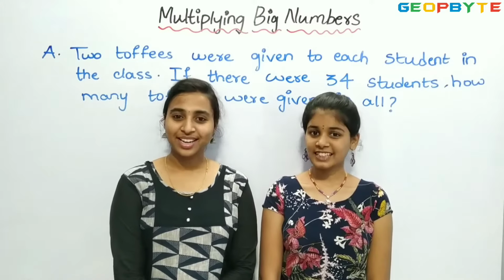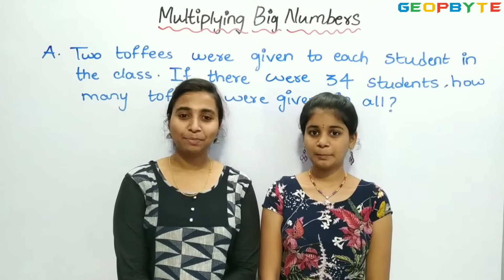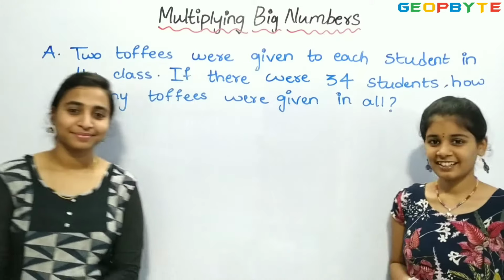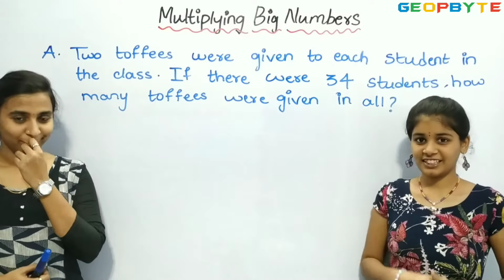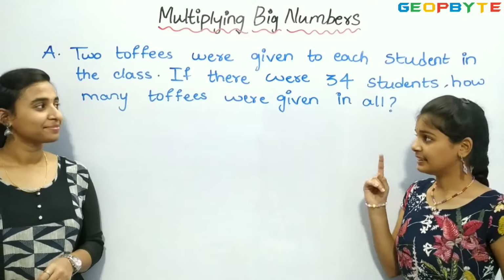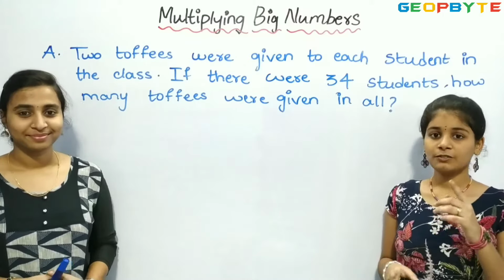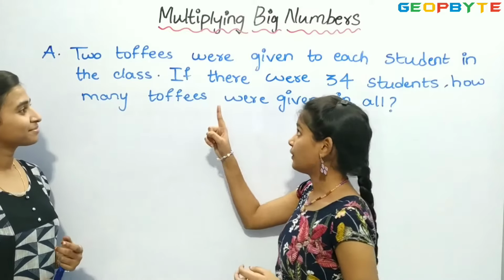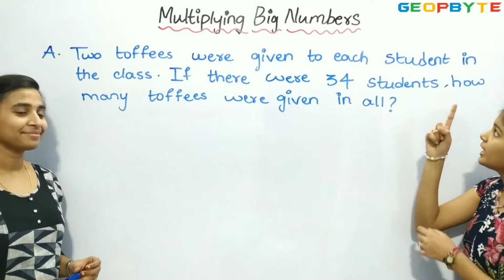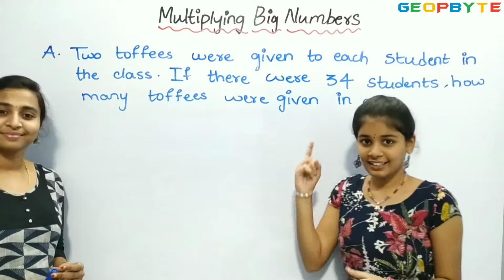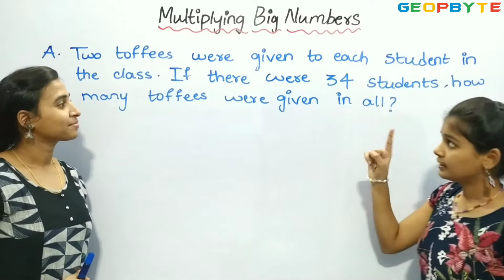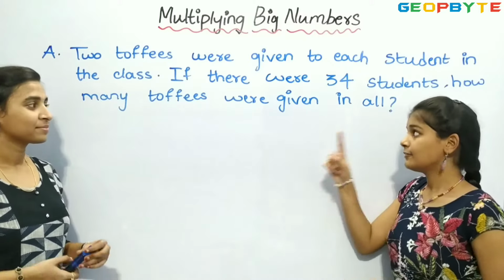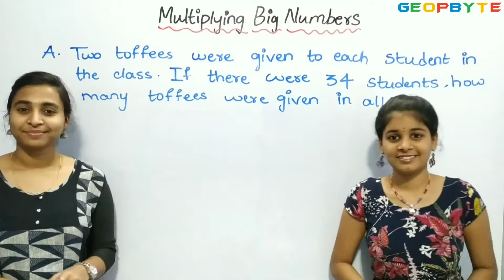Now let us get into the topic multiplying big numbers. Children, we have a question here. Let us read this question and solve the problem. Let us read. 2 toffees were given to each student in the class. If there were 34 students, how many toffees were given in all?